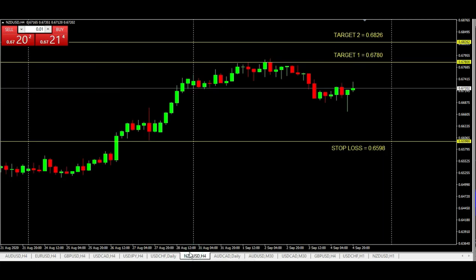And then we have the New Zealand dollar against the US dollar. So here again we are hoping that New Zealand dollar is going to go up against the US dollar and give us our target 1 at 0.6780 and target 2 at 0.6826 with the stop loss at 0.6598.